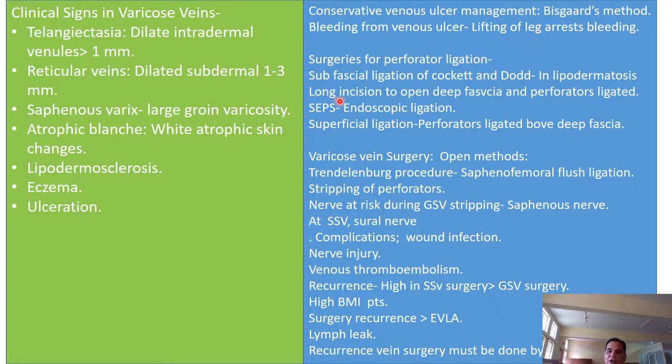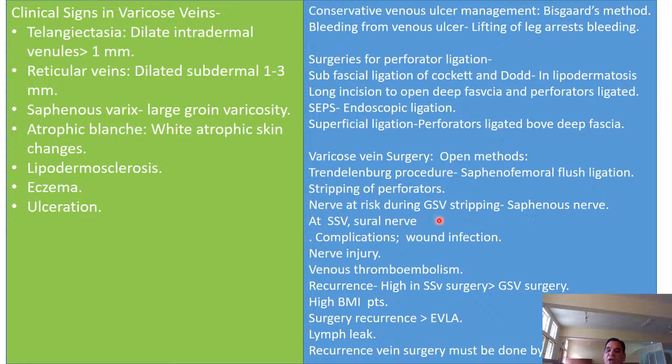So for surgeries, you can remember this chart. Superficial ligation, where we are going for a long incision and every perforator is ligated. Superficial ligation of the perforator, varicose vein surgery, Trendelenburg surgery, and in Trendelenburg, the nerve at risk is the saphenous nerve.